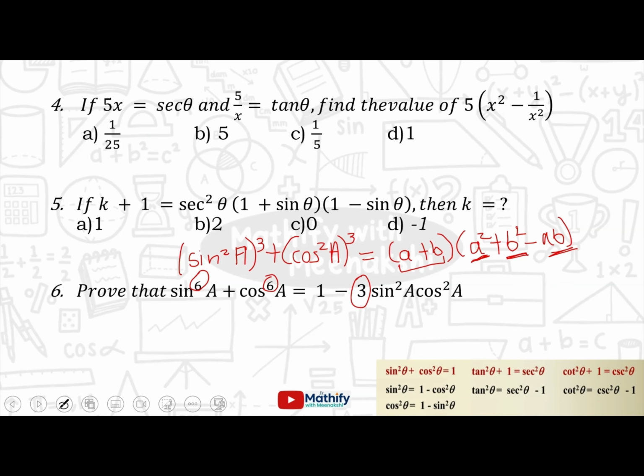Yes, we know one more thing: a cube plus b cube can also be written as a plus b whole cube minus 3ab into a plus b. That you learn in your polynomials chapter, alpha cube plus beta cube. So you can use this here. Why? Because we need 3. So that's why we will not use the earlier one and we will use this. I have to just explain why I'm using this.